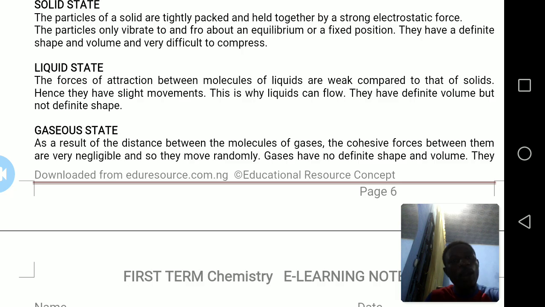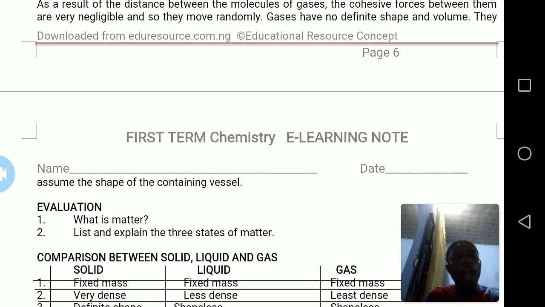Okay. Now, as a result of the distance between the molecules of gases, the cohesive forces, the powerful forces between them, are very negligible, and so they move randomly. Gases have no definite shape and volume. Gases don't have a definite shape, gases don't have volume. They assume the shape of the containing vessel.